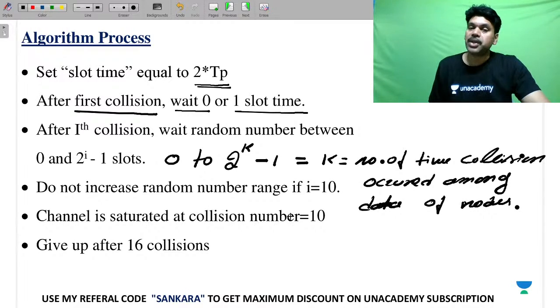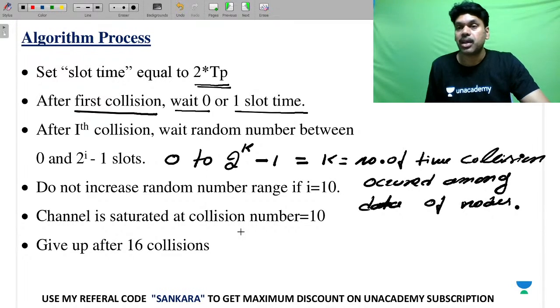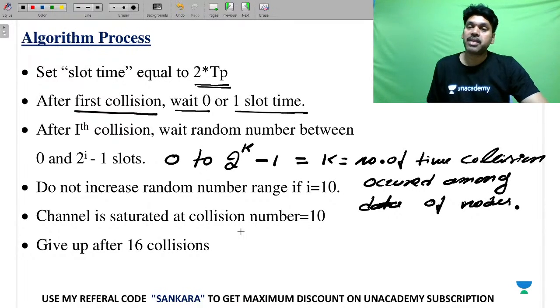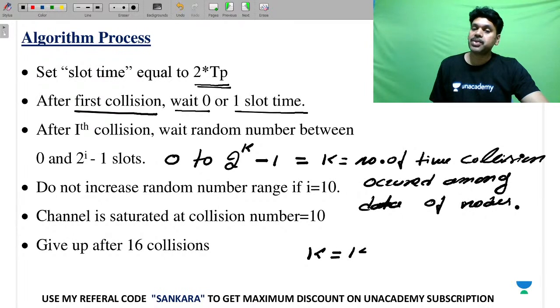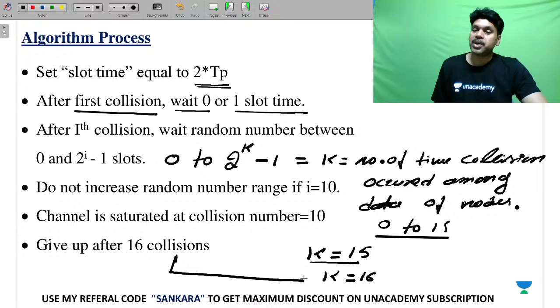But you need not wait forever. We will say how long this process can go on. According to our textbooks and reference books, the maximum collision number is 15. So what is the meaning of 15? We will wait from 0 to 15. But whenever the stations collide up to 15, at the next 16th attempt we are going to give up.